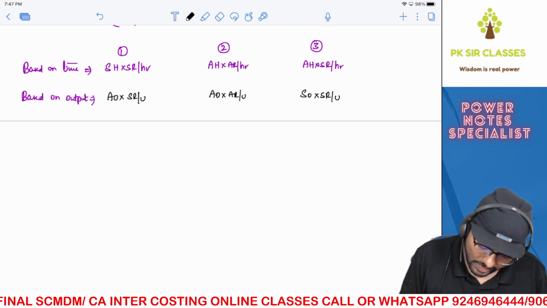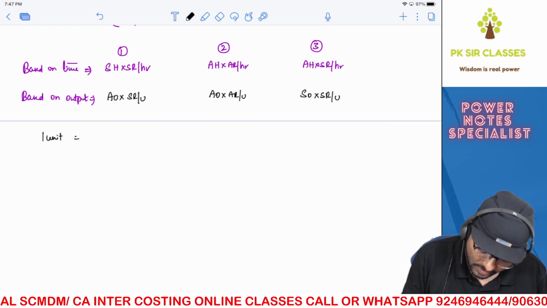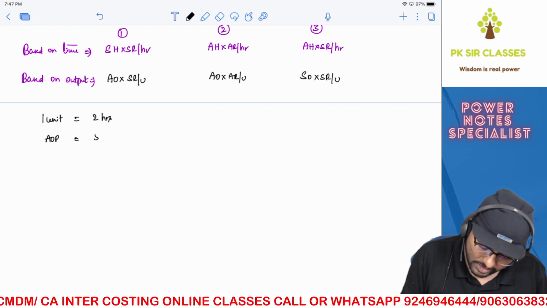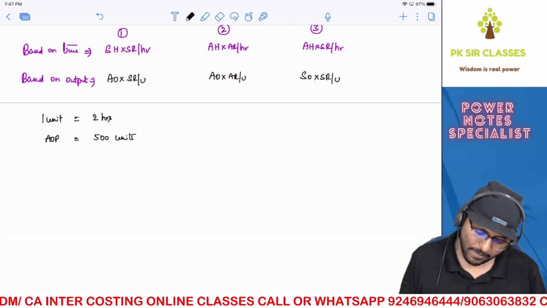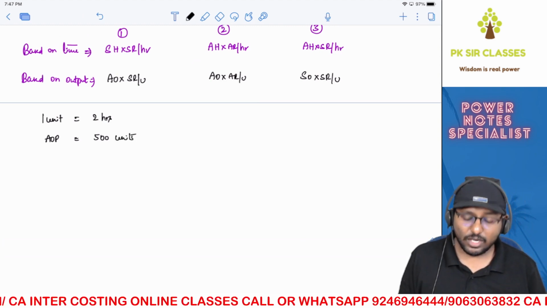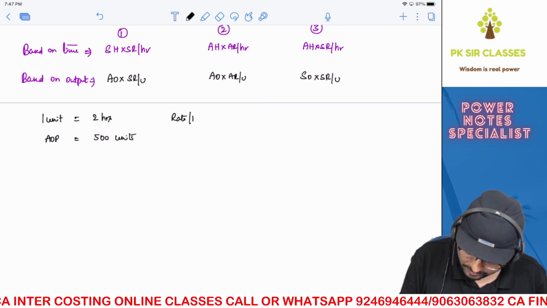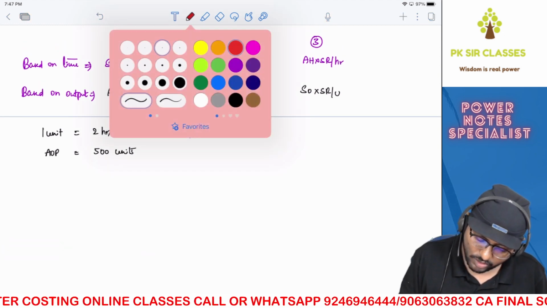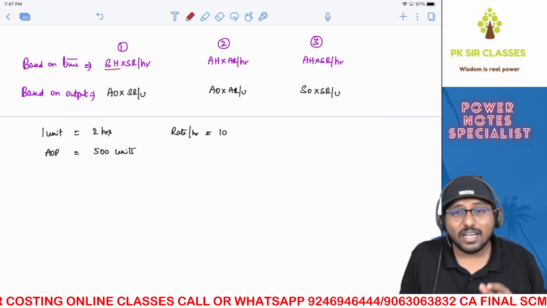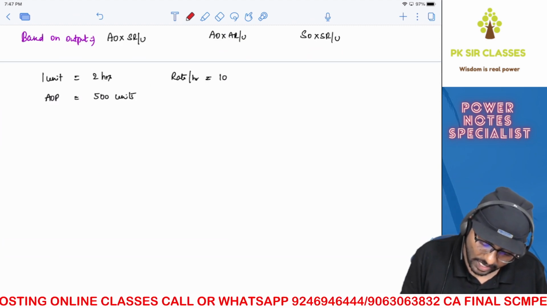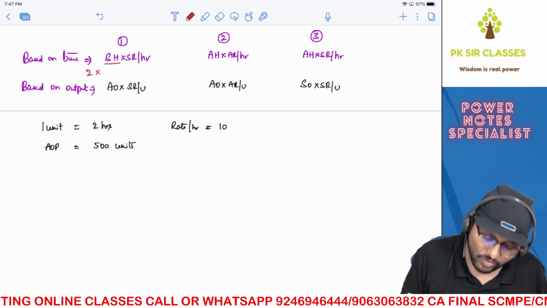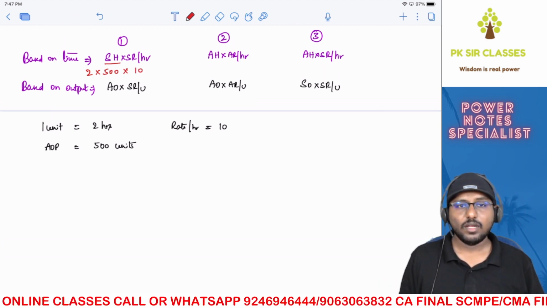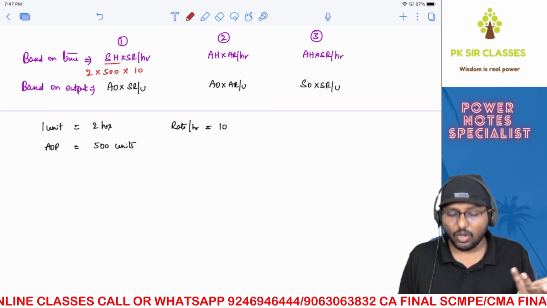How, sir? I'll give you a small example over here. Let's say 1 unit is allowed to take 2 hours to get manufactured. Actual output that you have manufactured is 500 units. Let's say 1 unit is allowed to take 2 hours and the rate per hour is, let's say, 10 rupees. Now you apply that over here. What is SH? Standard hours required for actual output. Per unit, what is the standard hours? 2 hours. So standard hours is 2 hours required for actual output. What is actual output? 500 units into standard rate per hour 10. Each unit takes 2 hours. So 500 units will take 1000 hours. So 1000 hours into 10.